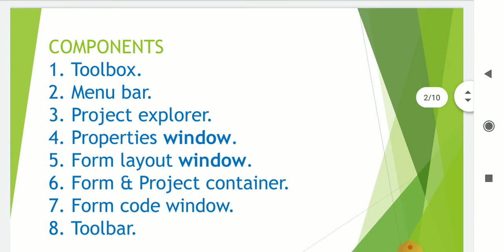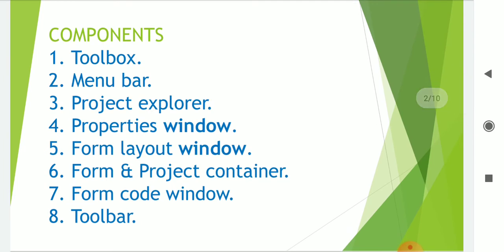What are the components of Visual Basic window? It is a toolbox where number of components are created, which you have to just pick and place on your particular form. Menu bar is there. Project Explorer, property window, form layout window, form and project container, form code window, and toolbar. So we will go with these 8 options in detail.